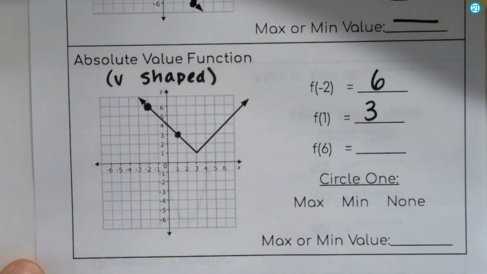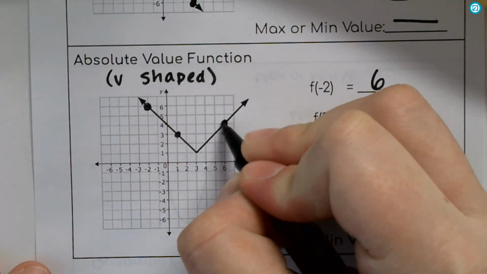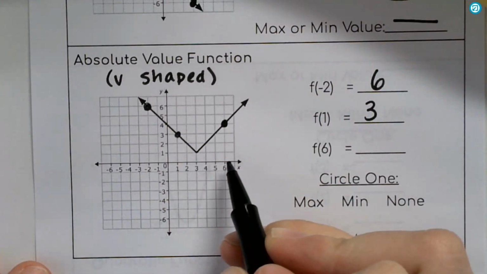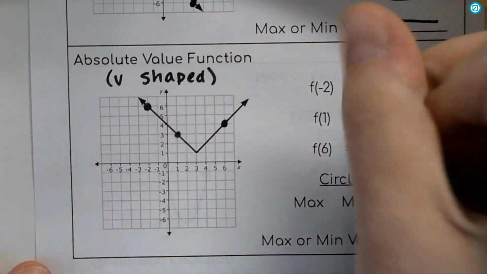Okay, everybody go try to find f of 6 on your own. F of 6. What did you guys get for f of 6? 4? Yep, so I go over to 6, and then I go up to my graph. I have to follow it back over. See that it is at 4.